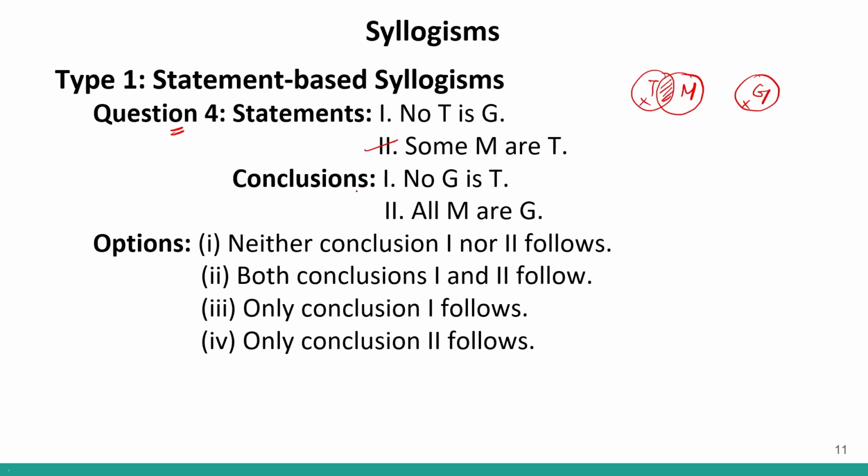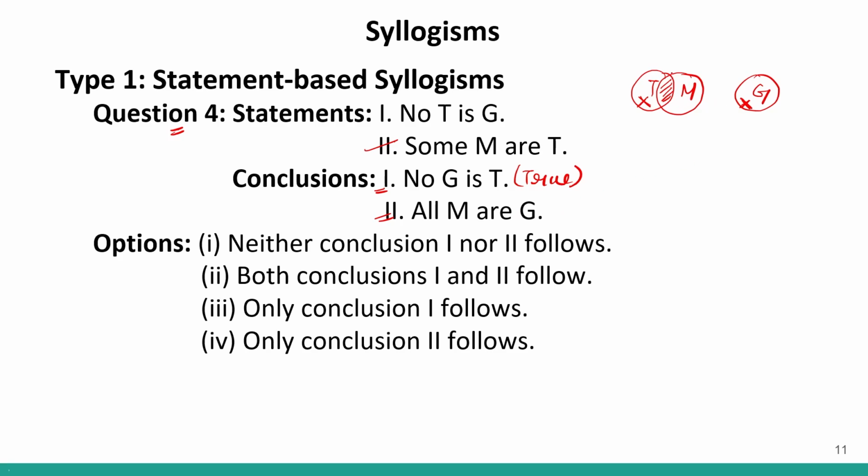Now coming to the conclusions. Conclusion 1 says no G is T, which is correct because you see the cross over here. T and G will not overlap. So this is a true conclusion. Okay. Conclusion number 2 says all M are G.